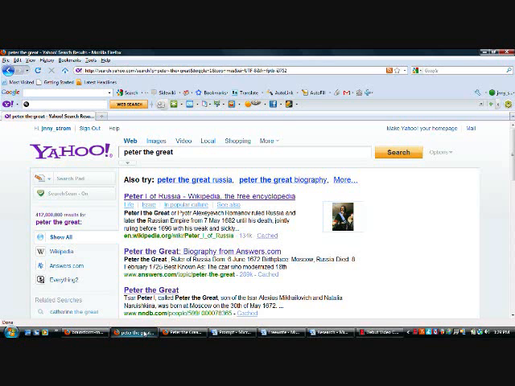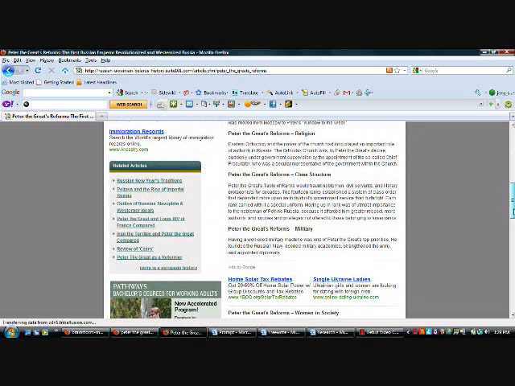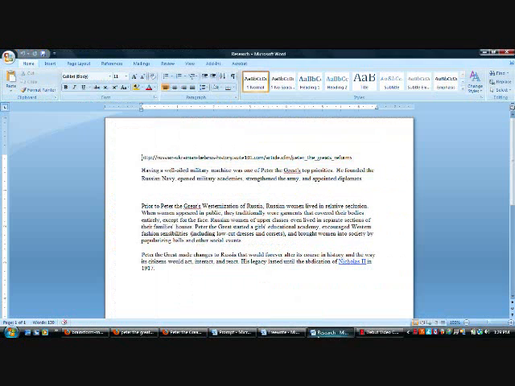So I found some interesting bits of information on a website, and this is where it talks about women down here, so I found that interesting. And I basically copied and pasted it into a Word document, making sure to note my URL so that I can cite my sources later.